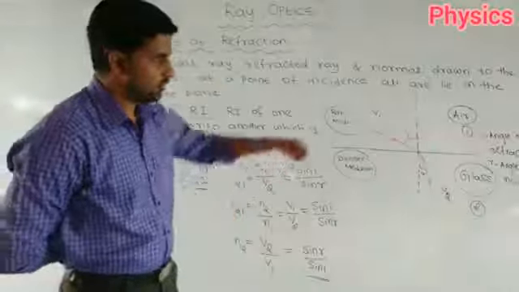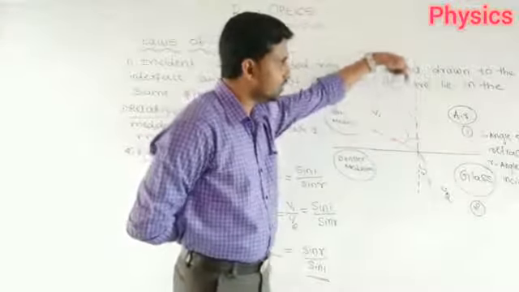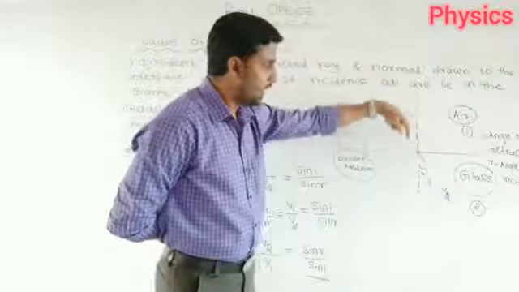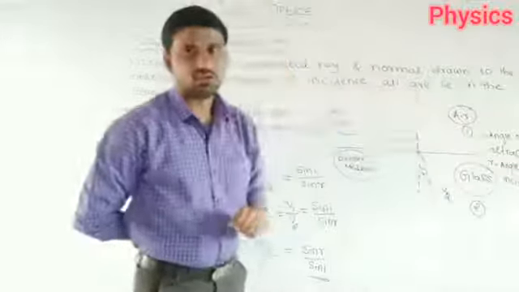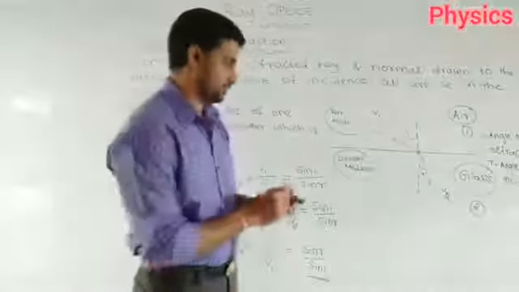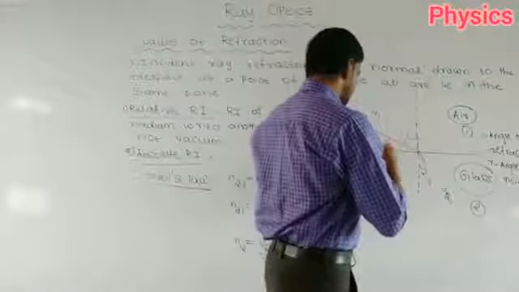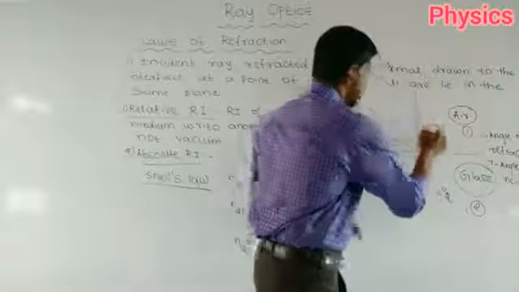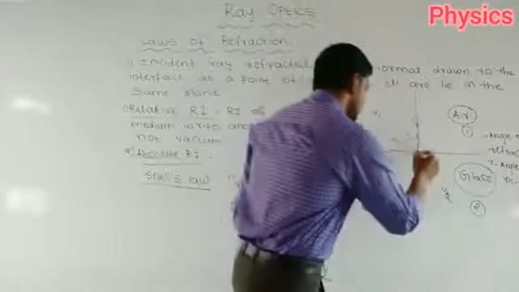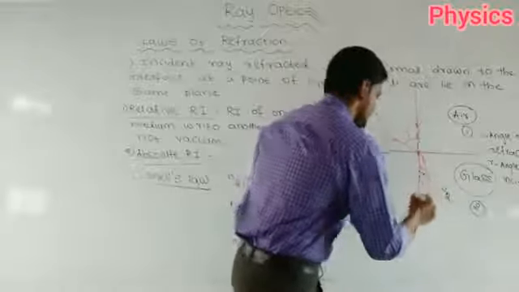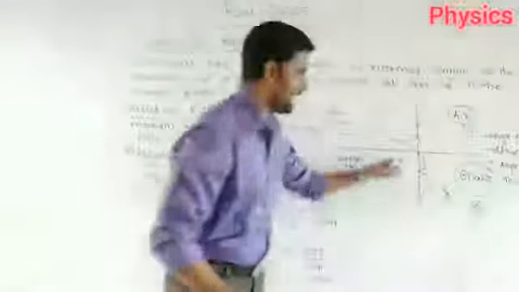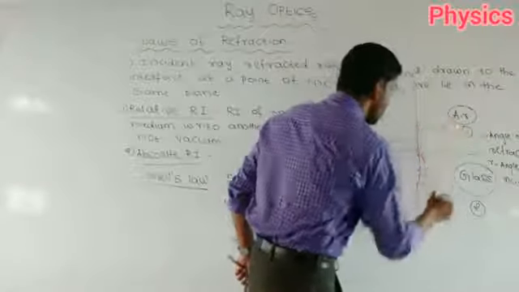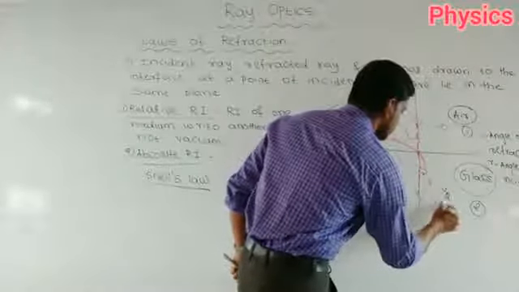Which case is that? Suppose you incident a ray of light normally, then angle of incidence is equal to the angle of refraction. That means if you incident a ray of light like this along the normal, then there is no bending of light. It will travel as it is. That means here angle of incidence I is equal to 0, angle of refraction R is equal to 0.